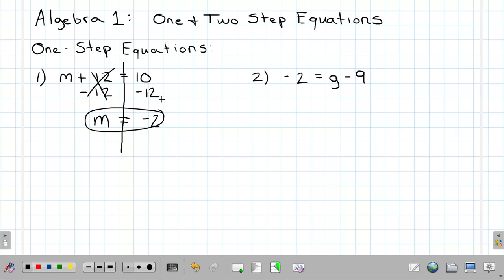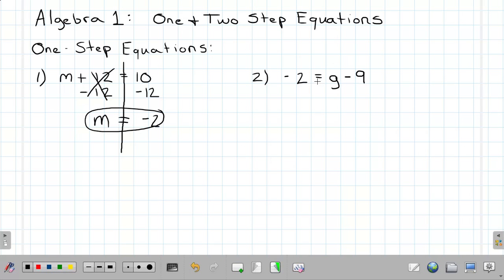And just so you know, we can take this answer, plug it back into our equation, so -2 plus 12, and we can make sure that gives us 10. So that tells us we did this correctly. We checked our equation. It is correct, okay?